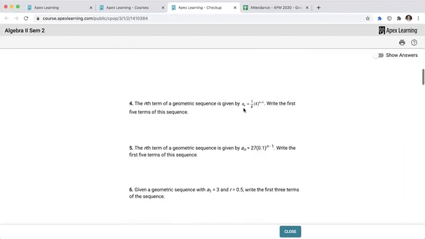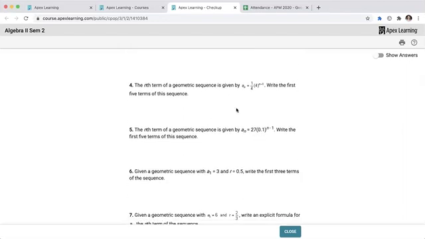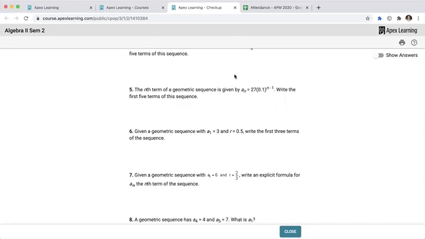Then it's going to ask you to write the first 5 terms. So again, you can either understand how this equation works and realize what the relationship is, or you could just plug in the values of 1 through 5 for n. So if n equals 1, what's my first term? If n equals 2, what's my second term? Same thing for 5.